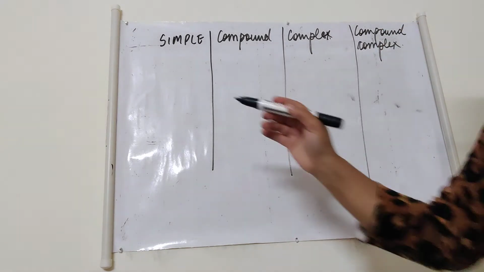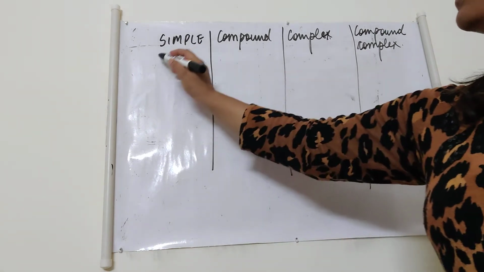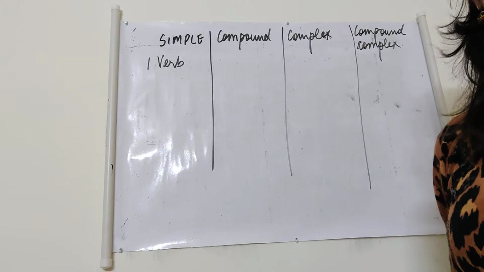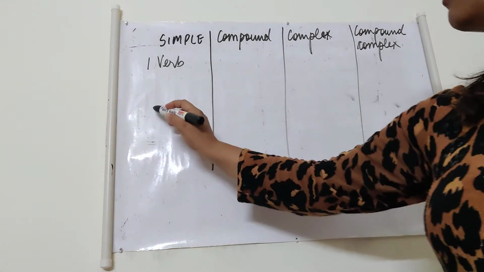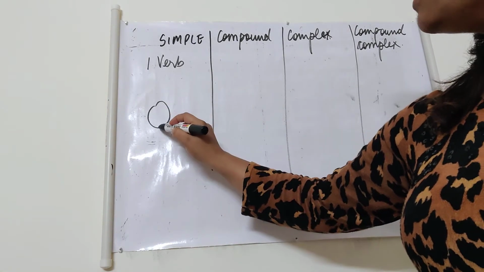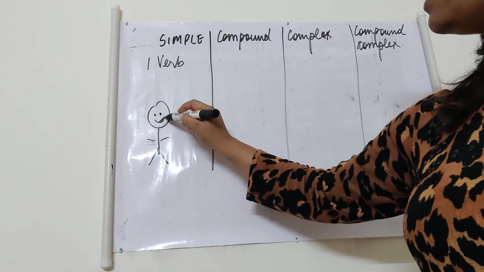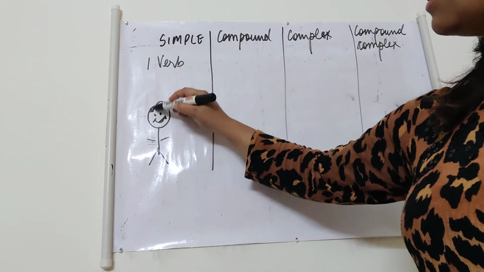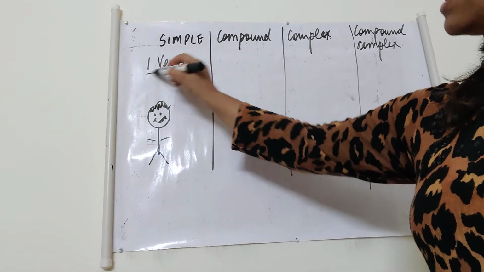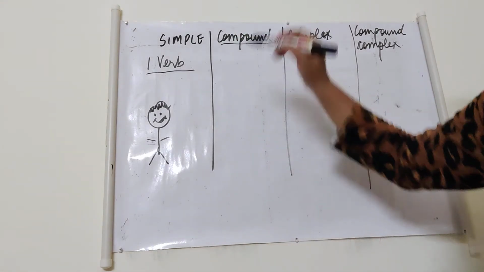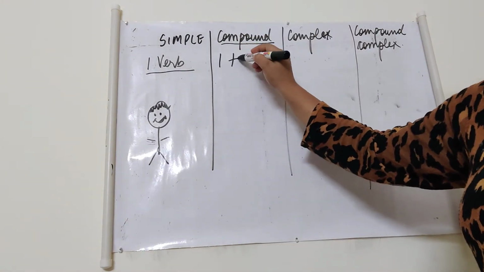Now, like I discussed earlier, simple sentences have got only one verb. So simple sentences are very simple and happy, like a bachelor man. So this is a bachelor man which I'm drawing. He's very happy to be single, because it has got one single finite verb. Whereas a compound sentence, like I told you, has got 1 plus 1.